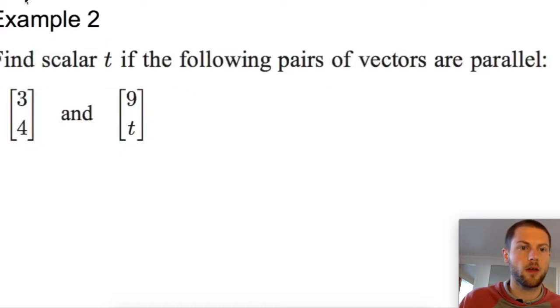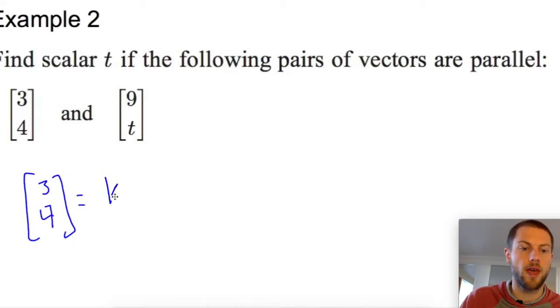Let's take another look at a different kind of parallel vector problem. I want to make these two vectors parallel. And in order to do that, I have to figure out this missing y component, or vertical component. So if we want them to be parallel, that means that <3, 4> is going to equal some scalar k times <9, t>.